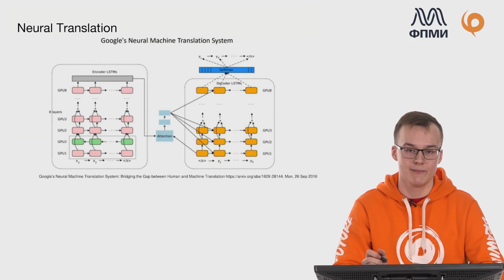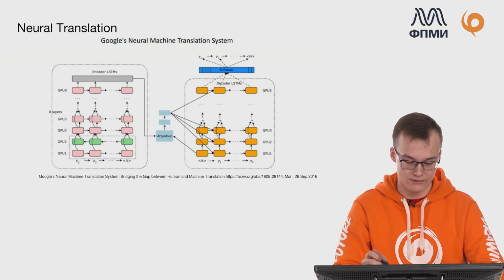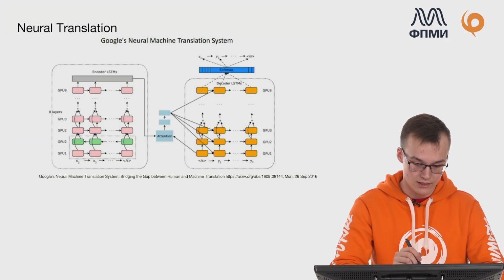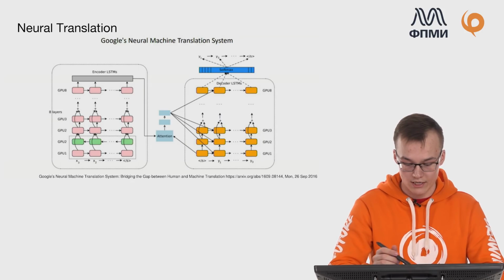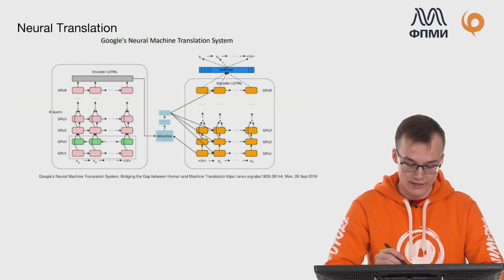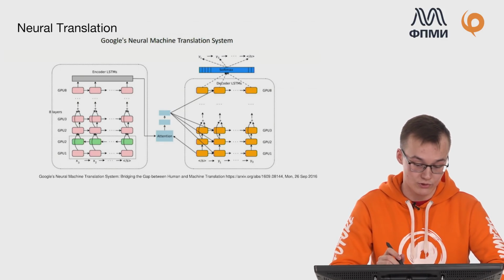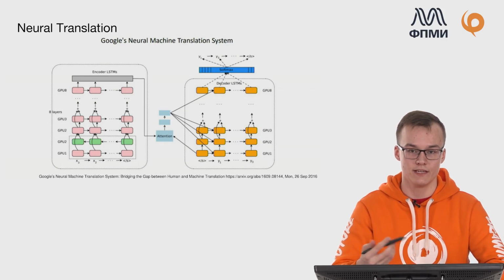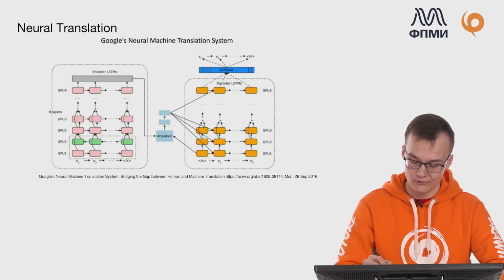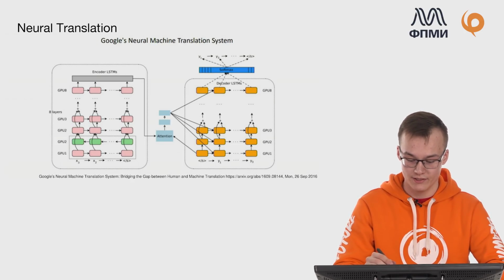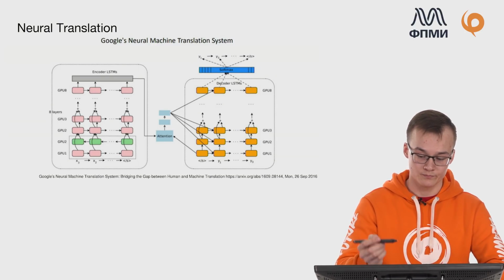Actually, the LSTM architecture is so good that it is used in Google's machine translation system. They use a lot of LSTMs to encode the sentence we want to translate into some hidden representation. And then they once again use a lot of LSTMs to decode this hidden representation into a sentence in another language.